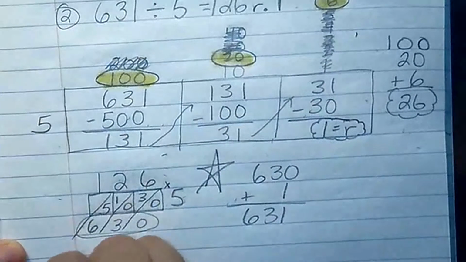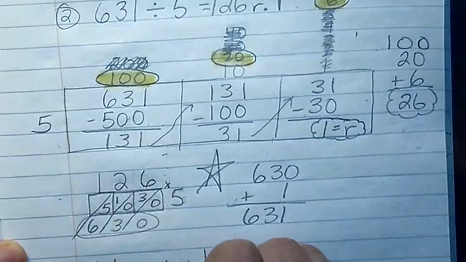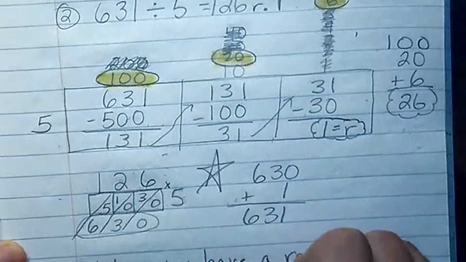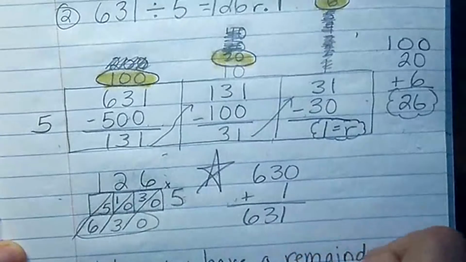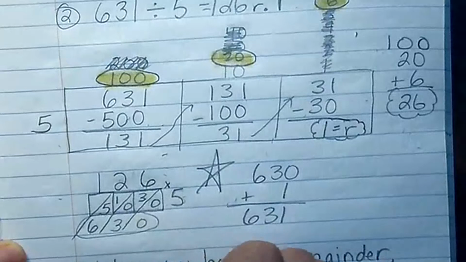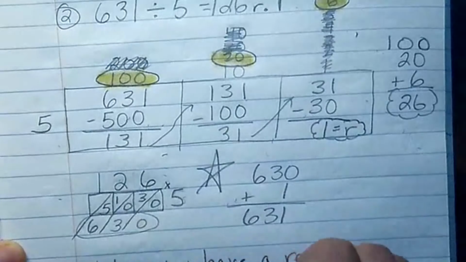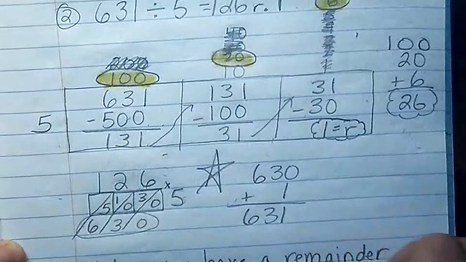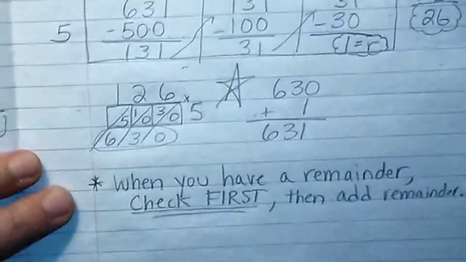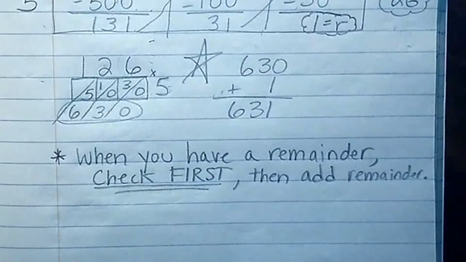All right, so we need to write this down. When you have a remainder, check first. Very important. Check it first and then add your remainder. If you add it too soon, you'll definitely get the wrong answer, okay? So when you have a remainder, check your answer first, and then you can go back and add your remainder to make sure you're right.